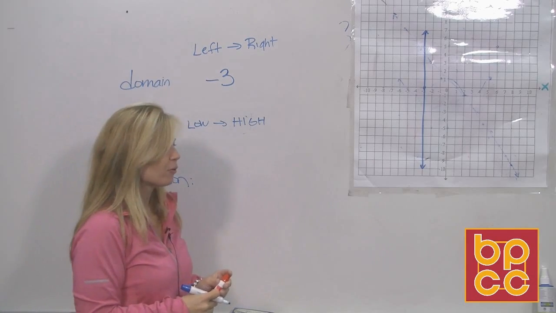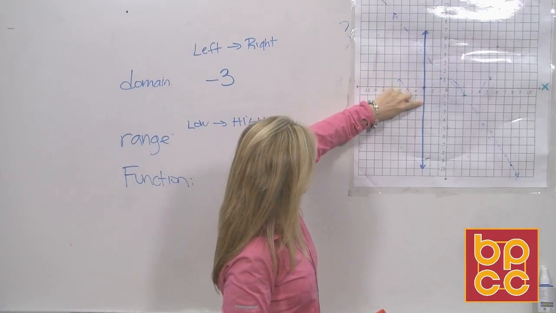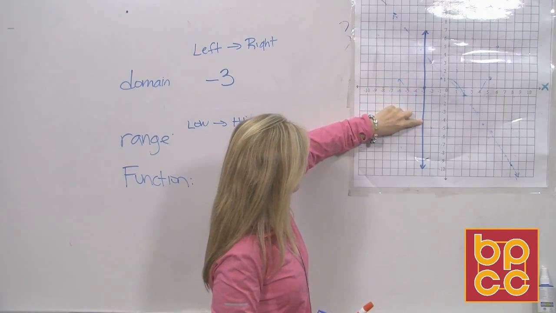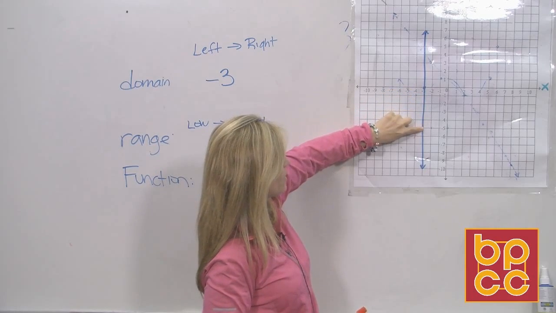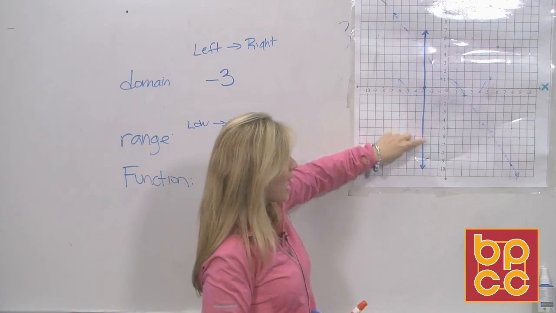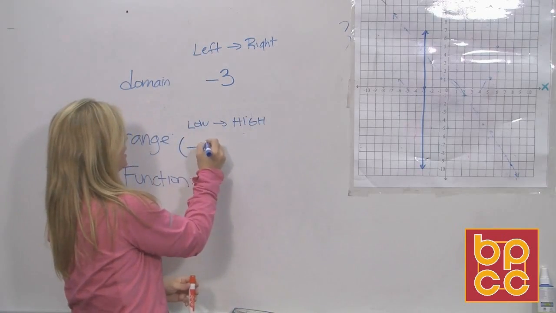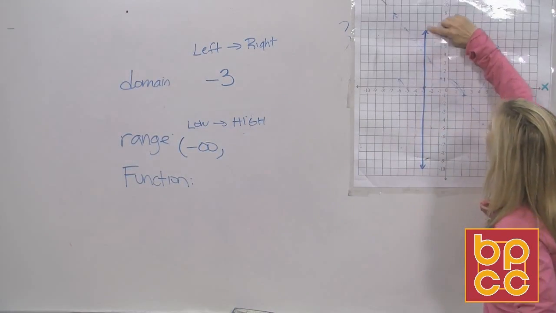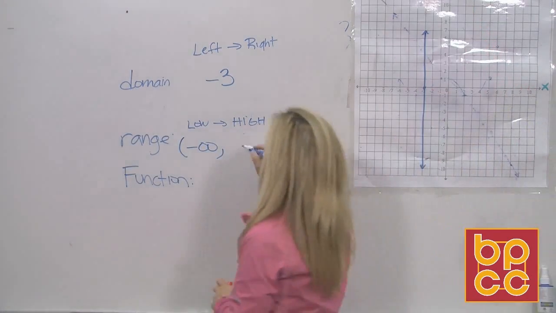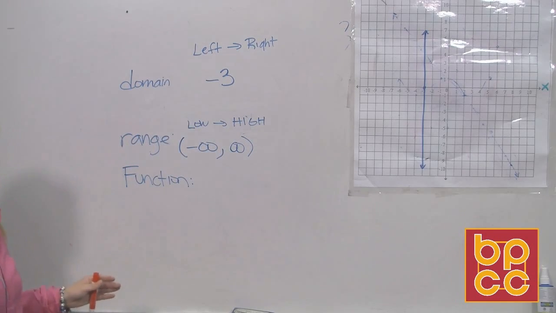Now the range is different. The range is low to high. Every single point here gets lower and lower. This point's y value is -1, then -2, then -3, -4, -5, -6, -7. How low are those y values going to go? They're going to go to -infinity. How high is this graph going to go? Well, it's going to go to +infinity. So there's no stopping how low or how high the y numbers are. So that's why we give it an interval notation.